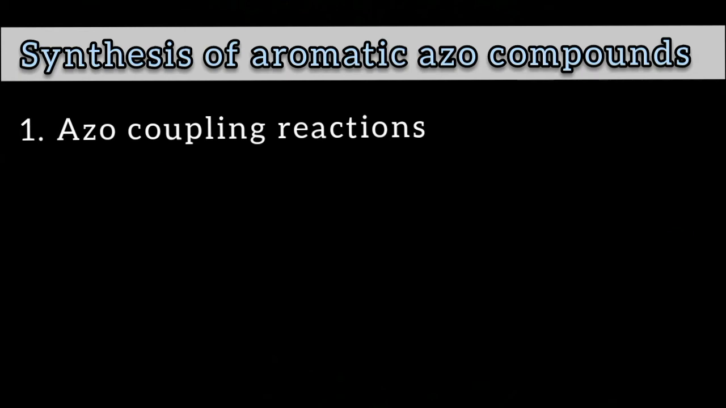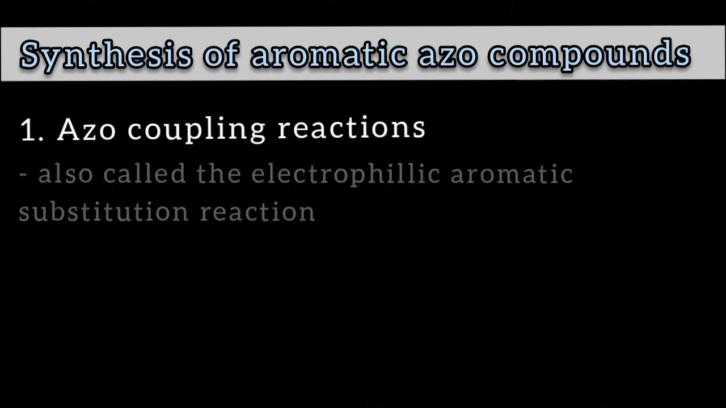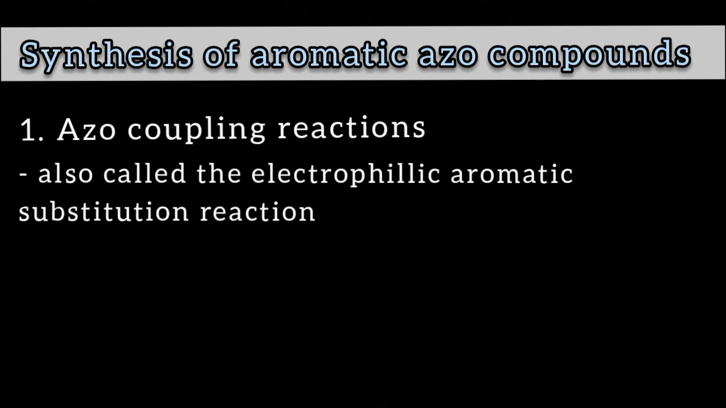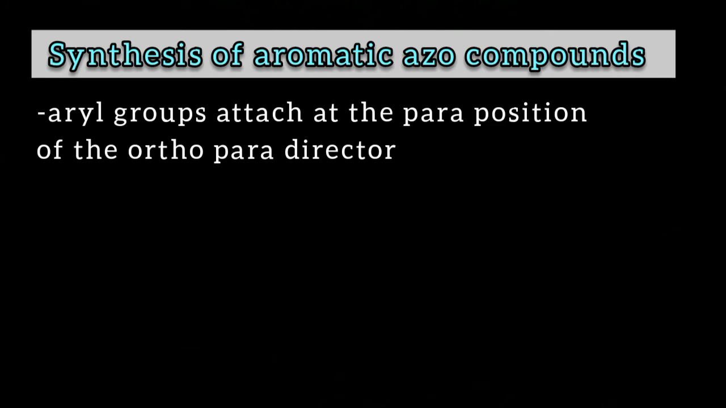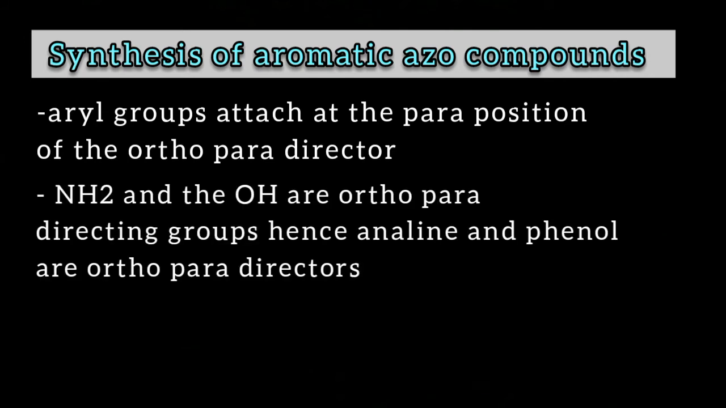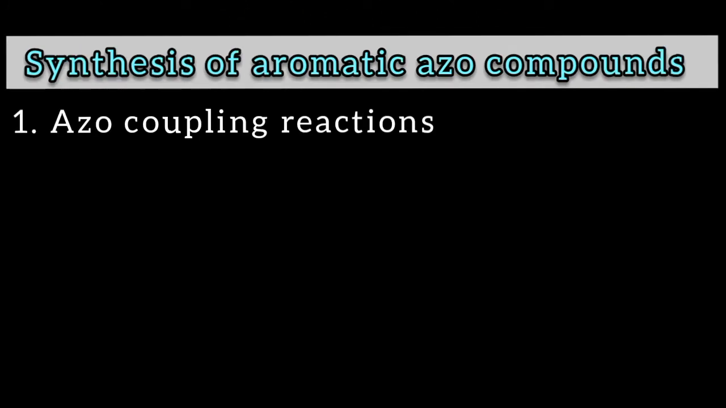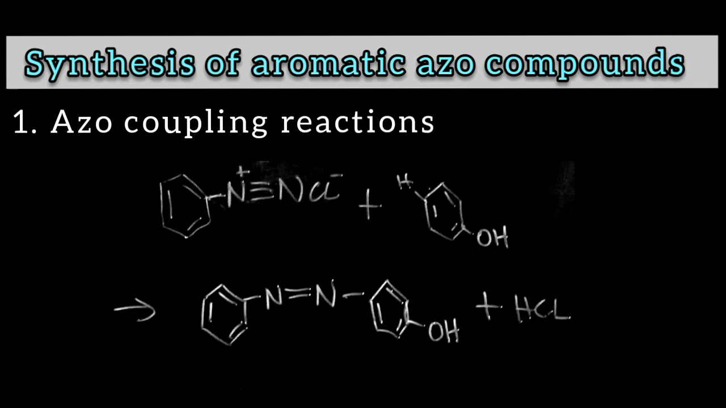The azo coupling reaction can also be called the electrophilic aromatic substitution reaction. The coupling or joining of the aryl groups to the azo group usually happens at the para position of the ortho-para director. The ortho-para directors in this case are aniline and phenol. In the coupling reaction, the diazonium salt reacts with aniline or phenol.